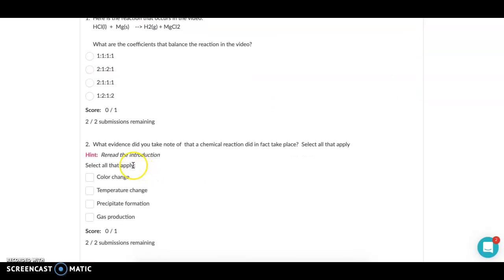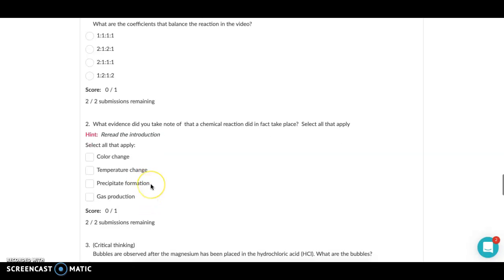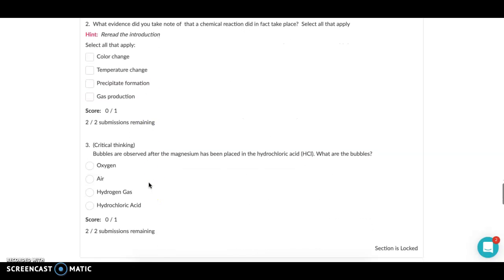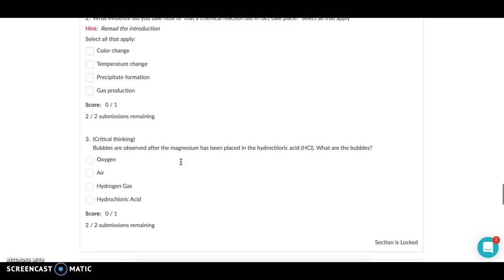How do you know that a reaction occurred? Right? What observations did you make? And then lastly, the bubbles are observed after the magnesium has been placed in the hydrochloric acid. What are the bubbles? Make sure you pay attention to the reaction and you're not guessing here. Look at the balanced equation to answer this question.